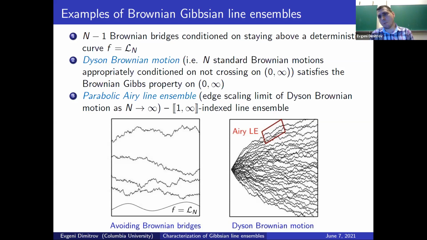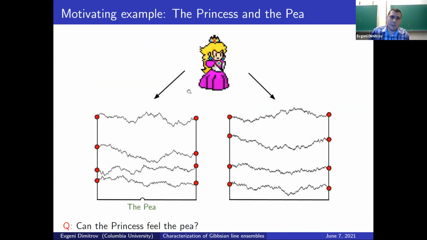Now, the question that we want to understand is how much information do you need to describe a Gibbsian line ensemble? To motivate this question, I'll discuss an example that I like to call the princess and the pea. So the setup is as follows. You have two beds, and one of them has a perfectly flat base, and the other one has an almost perfectly flat base, except that it has a small aberration somewhere in the middle, aka the pea. Now you start piling a bunch of mattresses on top of the two beds, and you can put different numbers of mattresses on the different beds.